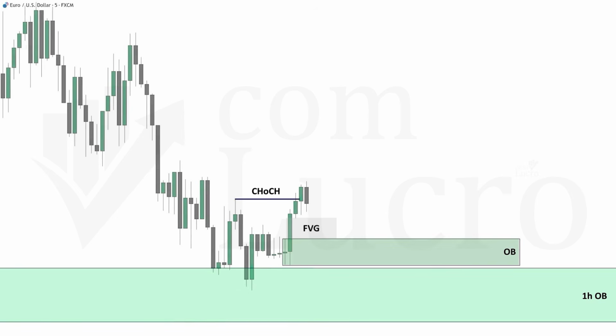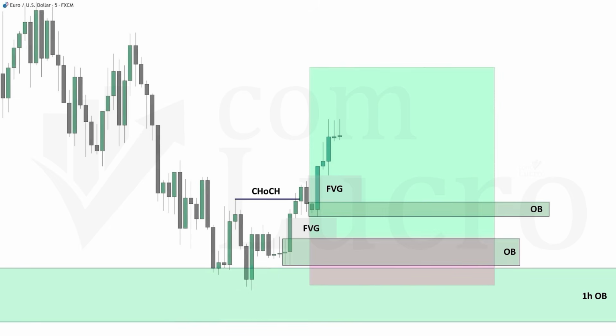Here, the market creates its first bullish order block, so we open a long position. As price continues to push higher, another order block forms, but this time without invalidating the previous setup. We open a second long trade based on this new formation.